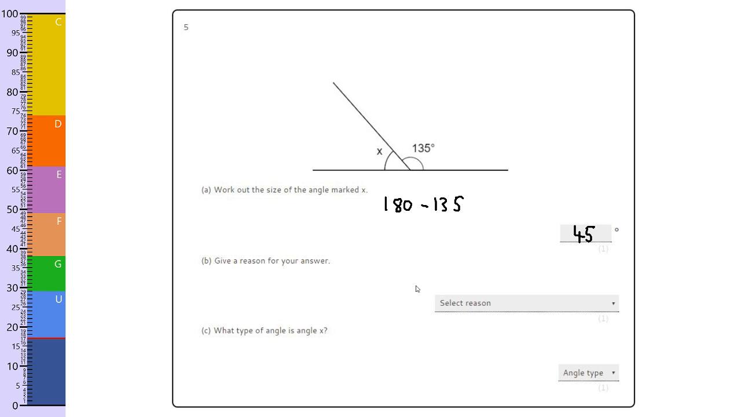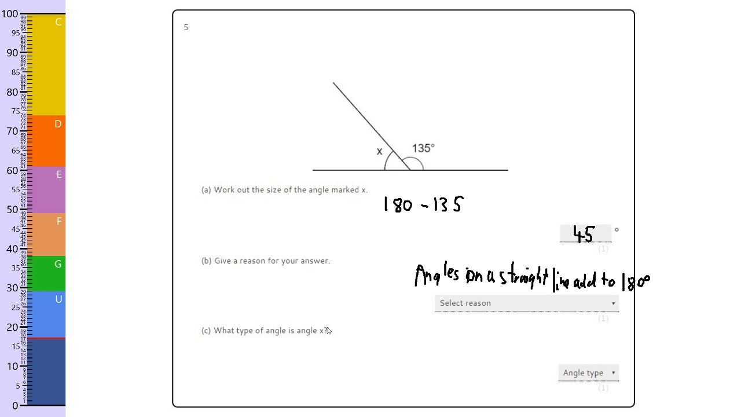So angles on a straight line add to 180 degrees. Okay, this pen's not the best at writing. My handwriting is moderately better than that normally. Not much, but moderately better than that.